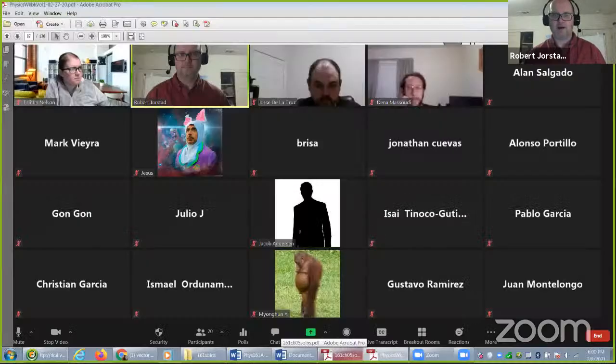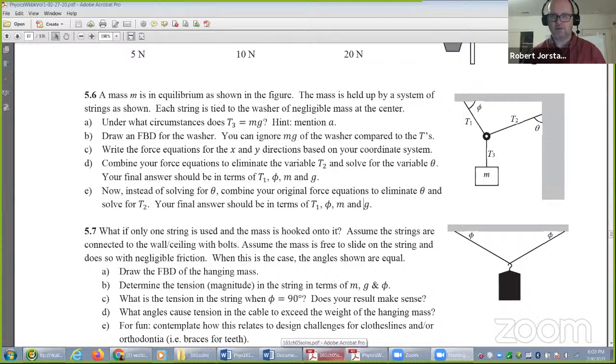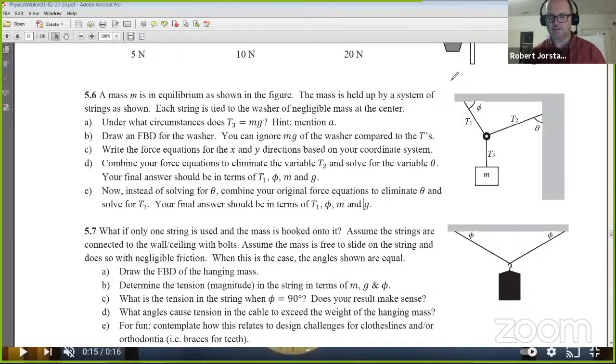In this problem, I think what I did, if you want to follow along with my color code, I'm going to use green for T1. I'm going to use blue for T2, and I'm going to use black for T3. Okay, that's the color code that I use.